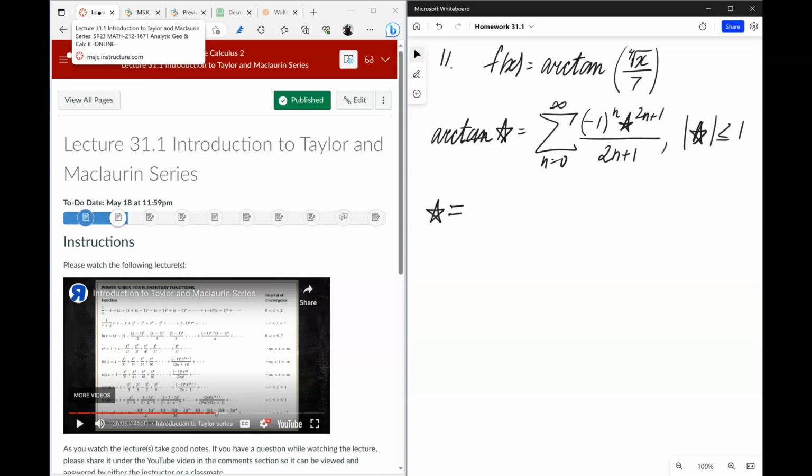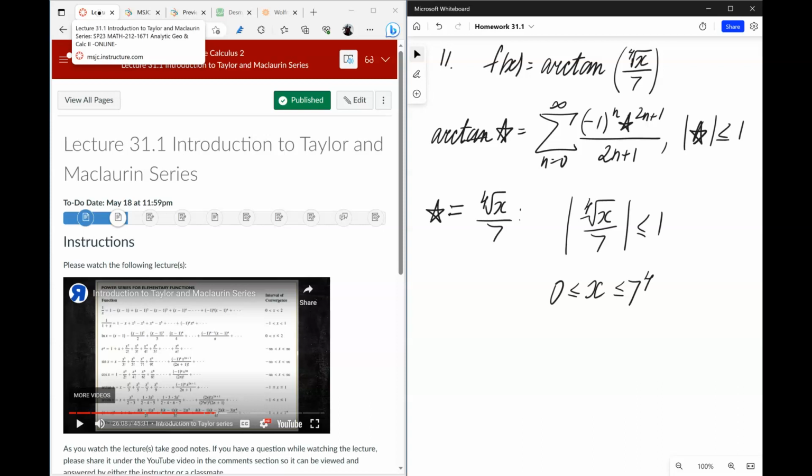So in this problem, the star is 4th root of x over 7. So if you want the absolute value of 4th root of x over 7 to be less than 1, that means, that's an interesting one, actually. X is between 0 and 7 to the power 4. X cannot be negative here.